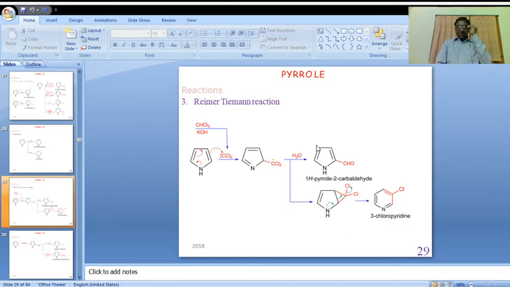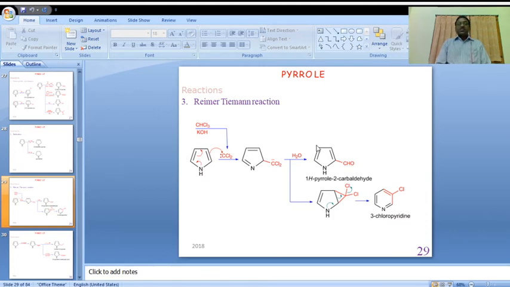This chloroform does not get involved directly. That chloroform is converted into an active intermediate, that is called dichlorocarbene. Dichlorocarbene is an intermediate that is very highly reactive. Pyrrole reacts with the dichlorocarbene.